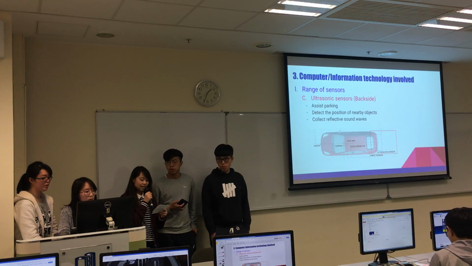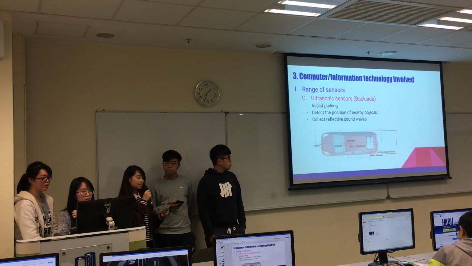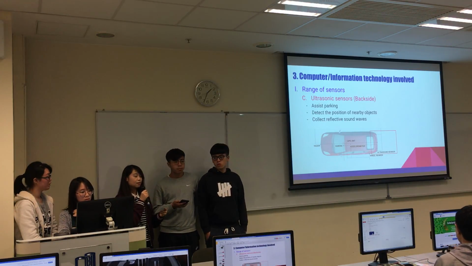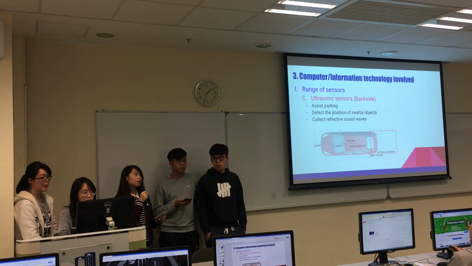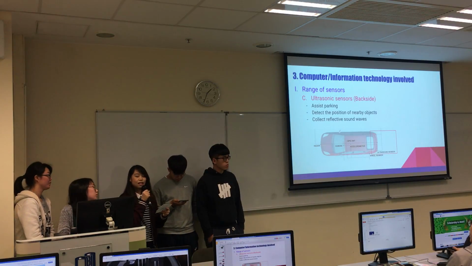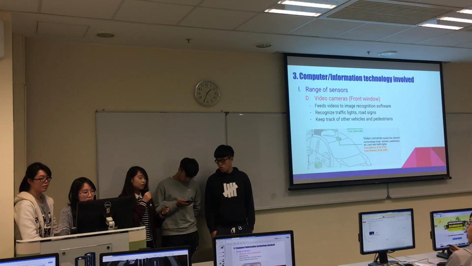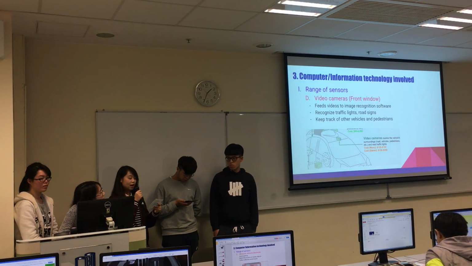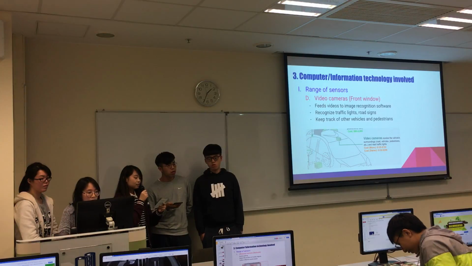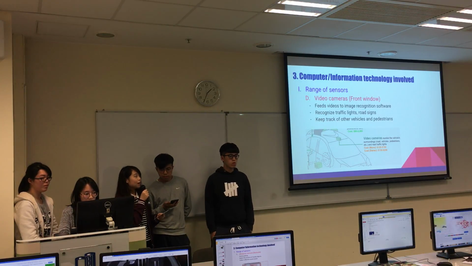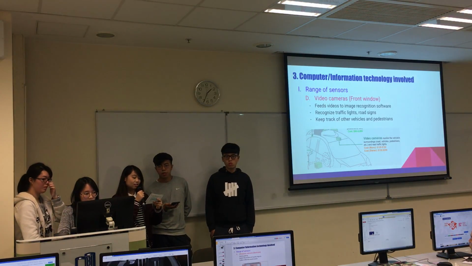Third, ultrasonic sensors. They are especially used to assist parking and to detect the distance and position of nearby objects through reflected sound waves. Last, video cameras. Basically, they feed video to image recognition software in order to recognize traffic lights, read road signs, and keep track of other pedestrians and vehicles.